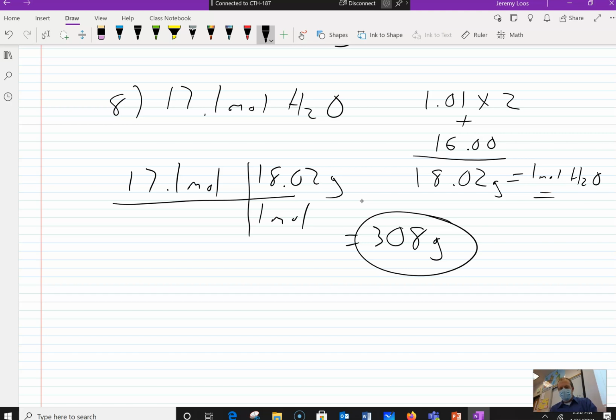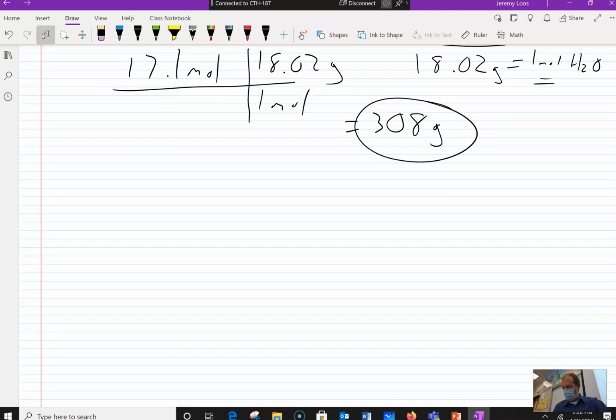So I'm going to do at least one more of these. If you feel good about what's going on, you can jump in and just start cranking away here. But let me show at least one more of this type of conversion. So let me see if there's anything. Okay, so number 9 says 0.50 moles of Cr2O3.